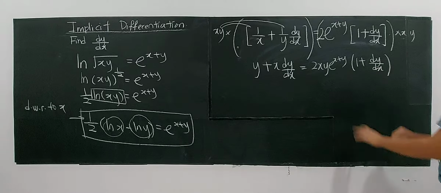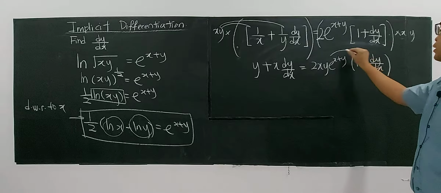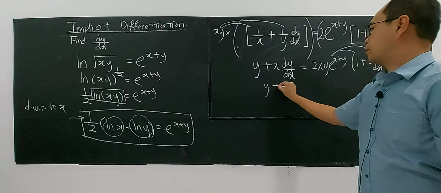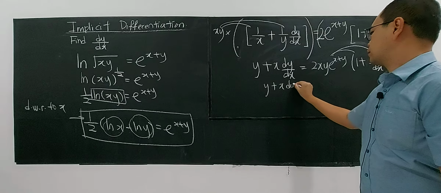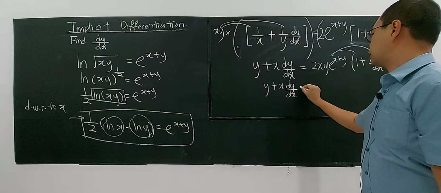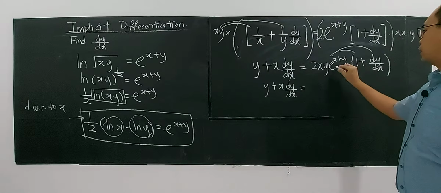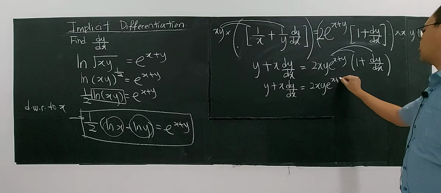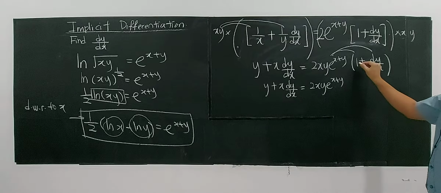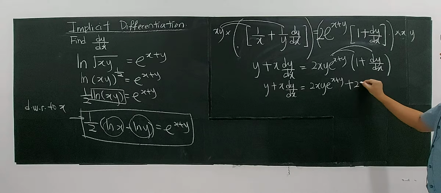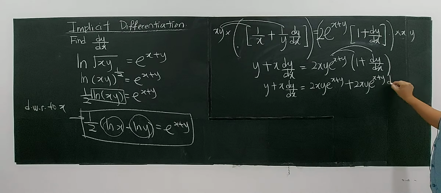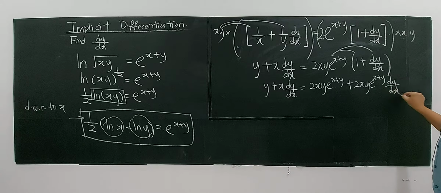After you solve this, now you expand the bracket. So you have y plus x dy/dx equals 2xy e^(x+y) times 1, plus 2xy e^(x+y) dy/dx.